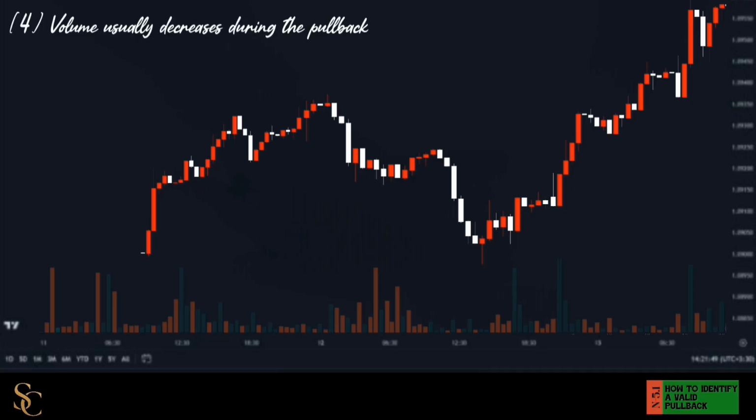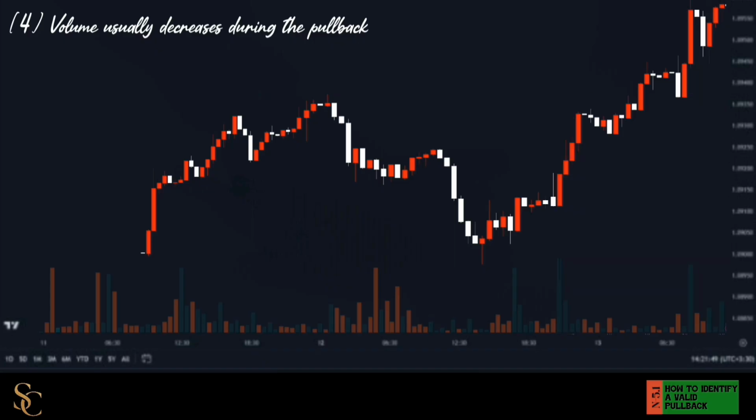4. Volume usually decreases during the pullback. One of the key characteristics of a valid pullback is a drop in trading volume. Volume helps confirm whether a move is a temporary pause or a potential trend reversal. How it works in an uptrend. During the uptrend, price rises with strong bullish volume. This shows buyers are actively pushing price higher.